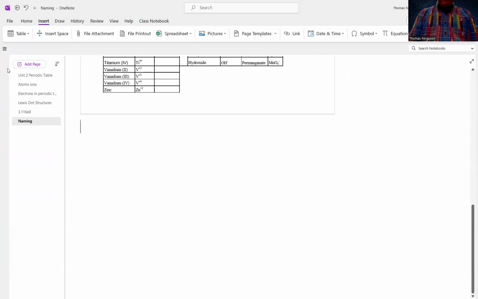All right, so if I put down something like this, okay, that's a binary compound. It's got two things in it. Is that ionic or covalent? Okay, this is how you find out.